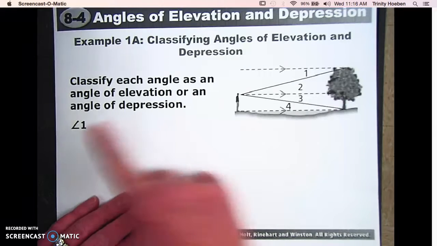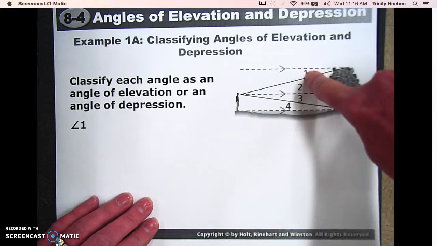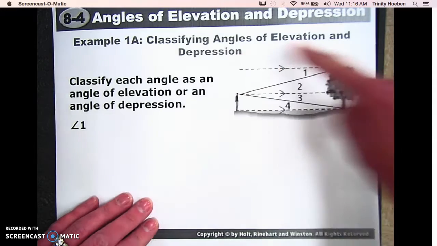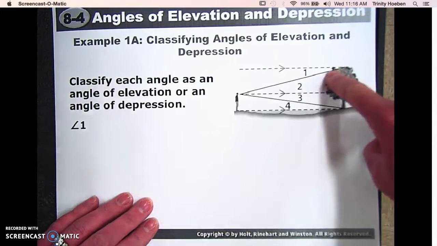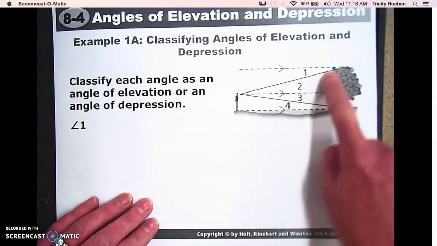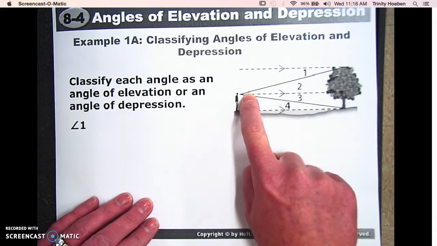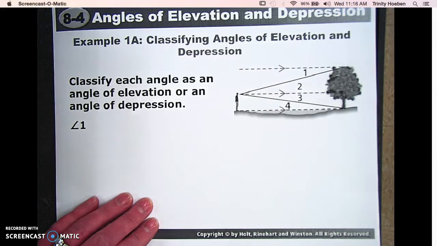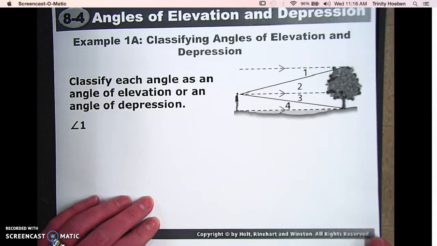So they want us to look at angle 1. So angle 1 is up here. Here's the horizontal line, and the line that it's going down to the person's eyes, right? That angle 1 there, is that an angle of elevation or an angle of depression? Depression. So all you need to do is say angle of depression, and then you've answered the question.